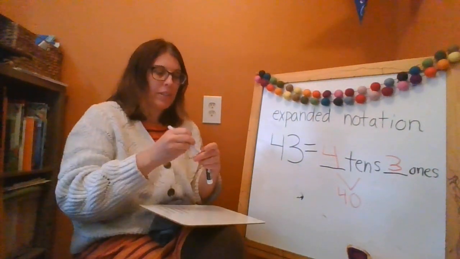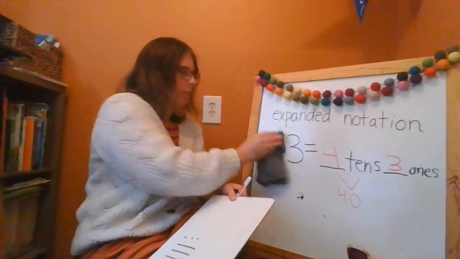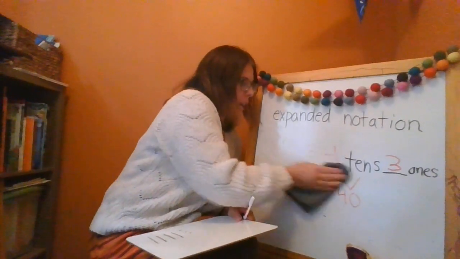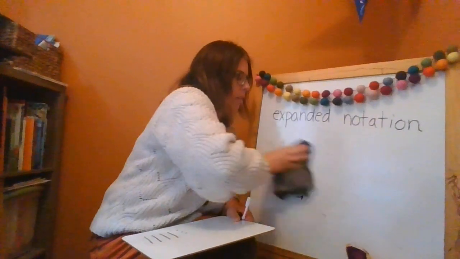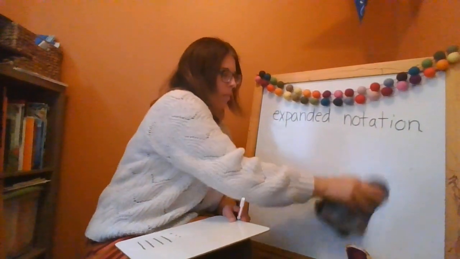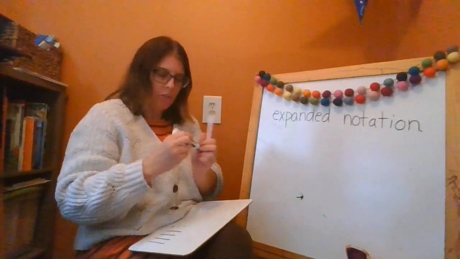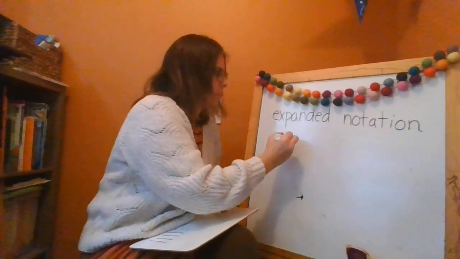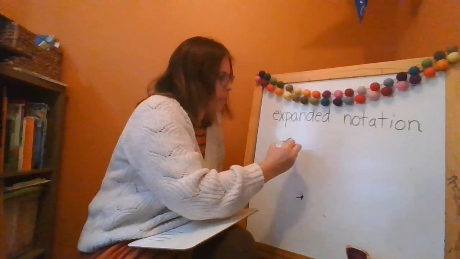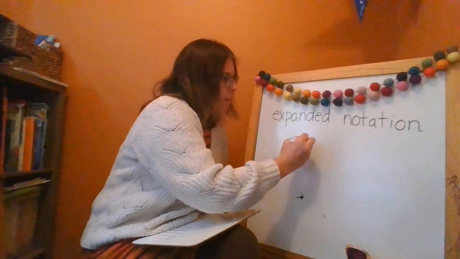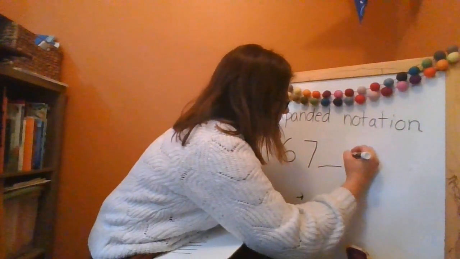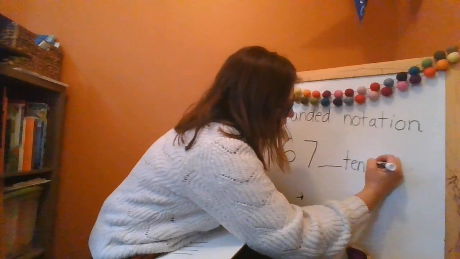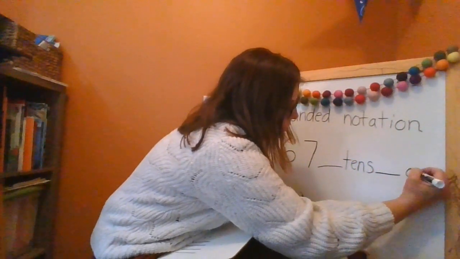Okay, should we try another one together? Let's do another one. Okay, why don't you get your whiteboard this time, and you can try and do this one. Okay, we'll do it step by step. So let's do the number 67. Okay, and then we'll figure out how many tens are in that number and how many ones.